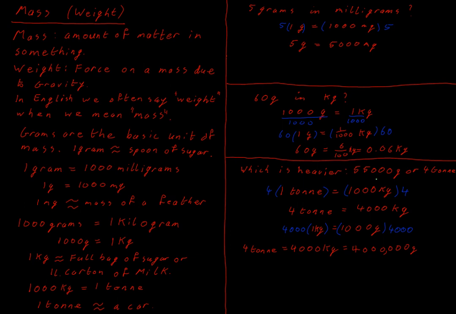So now that we've done our conversion, we can very much see that 4 tons is going to be heavier than 55,000 grams. So 4 tons is heavier. But we can see that clearly when we've done our conversion. So 4 tons is heavier.